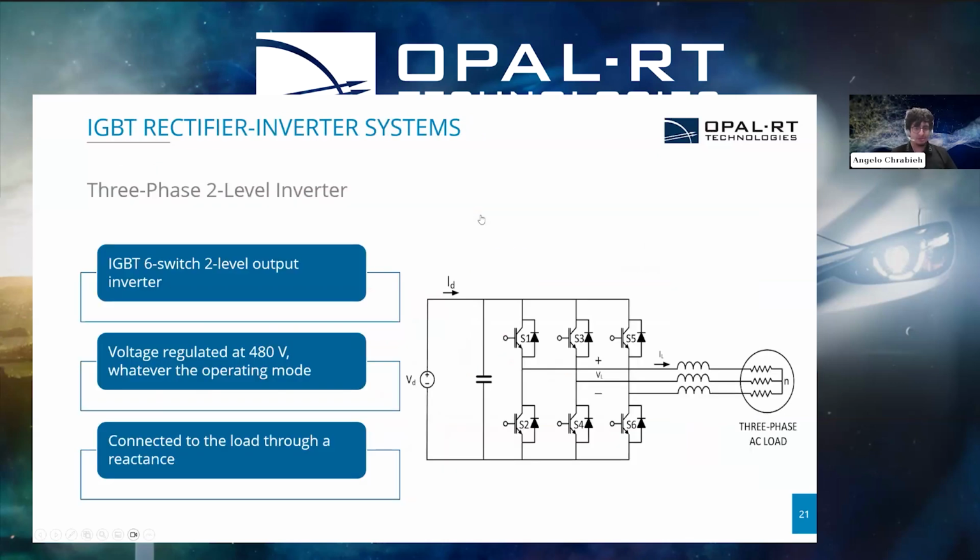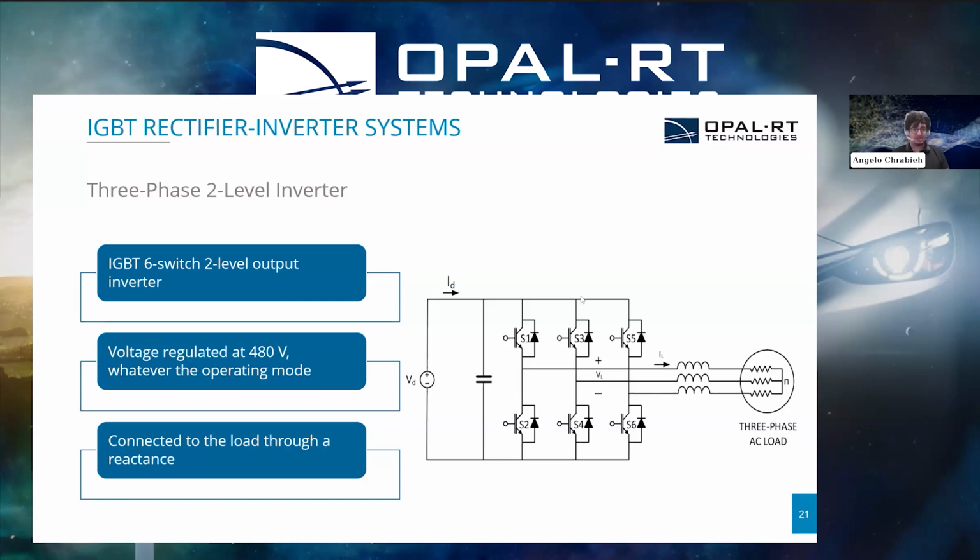Now let's go to the fourth laboratory. So we have the IGBT rectifier inverter systems. I'm going to first talk about the inverter, then about the rectifier. So we have the three-phase two-level inverter. Like any inverter, the input is a DC voltage and the output is an AC voltage. In this case, it is a six-switch two-level output inverter, and the voltage is regulated at 480 volts, whatever the operating mode.